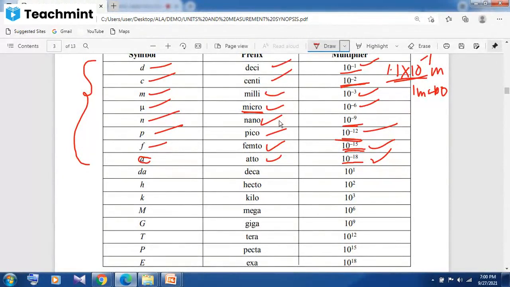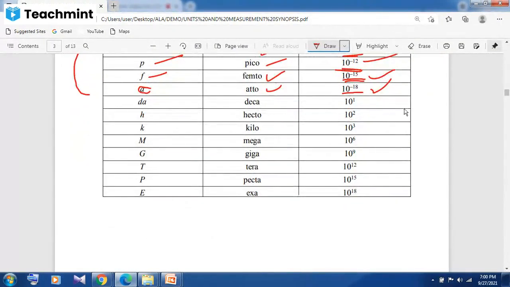Now imagine that we are having bigger numbers. 10 power 1, that is equivalent to 10 only. Instead of writing that directly, you can write deca, which is da. Imagine you are having a number 100. 100 can be represented as 10 power 2. You can write hecto, or small letter h. Imagine hectometer: it is something regarding 100. 2 hectometer means 2 into 10 power 2, that means 200.